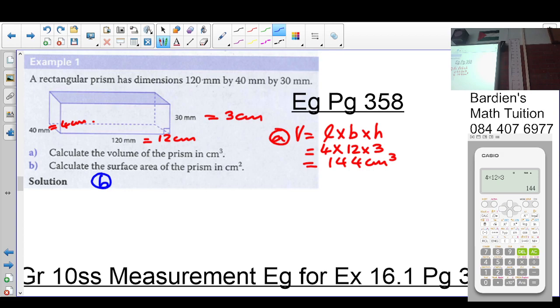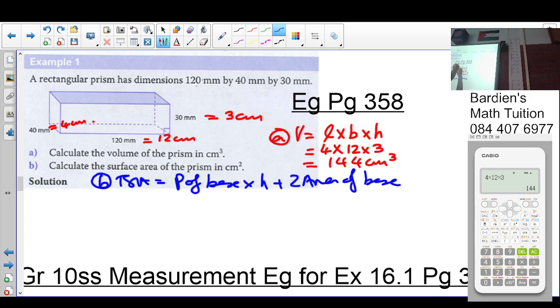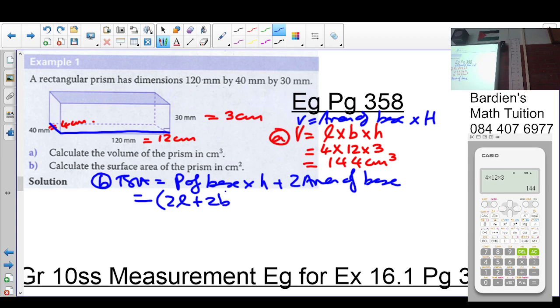B. Calculate the surface area of the prism. How do you calculate the surface area? Total surface area is going to be perimeter of base times height plus twice area of base. Remember, for volume is going to be area of base times height. So the perimeter of the base is going to be 2 length plus 2 breadth. What type of shape is this base? Rectangular base. So it's going to be 2 length plus 2 breadth times the height of this object.